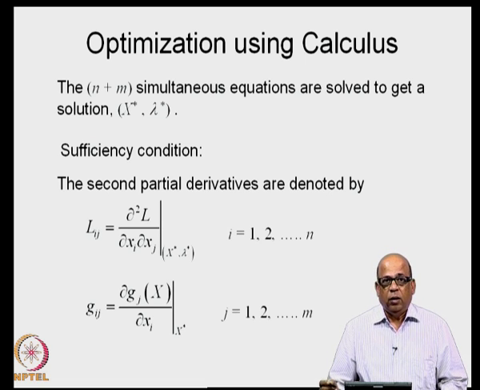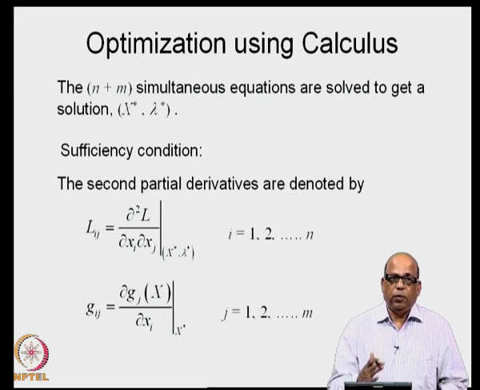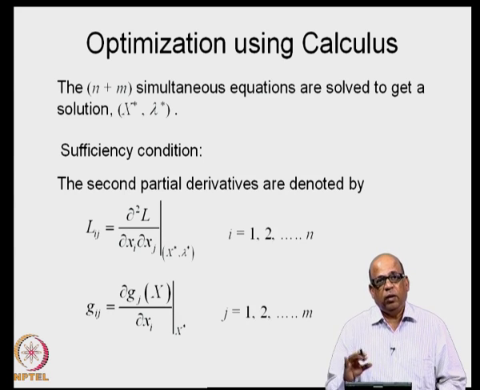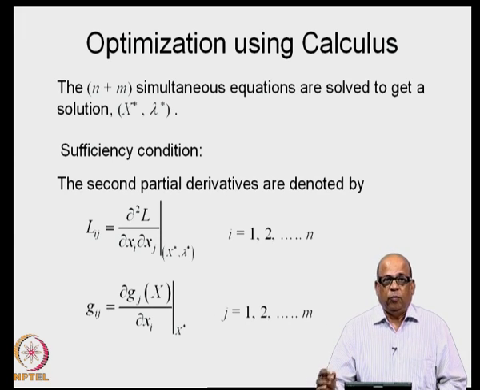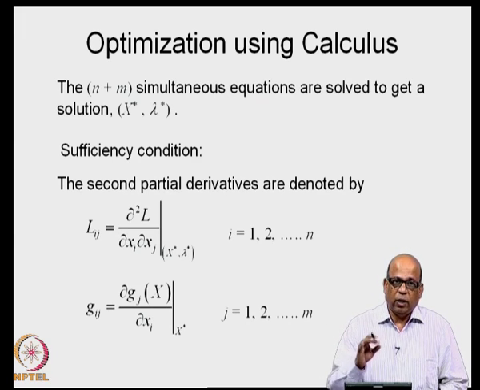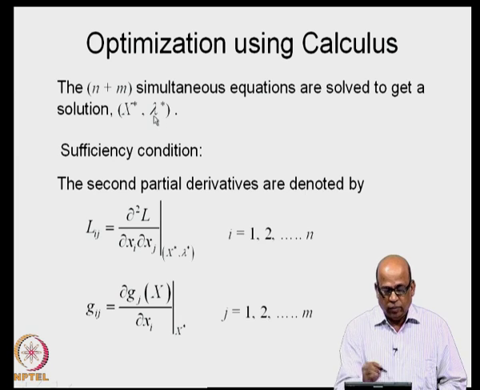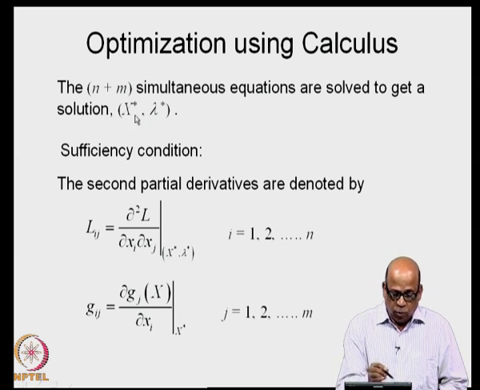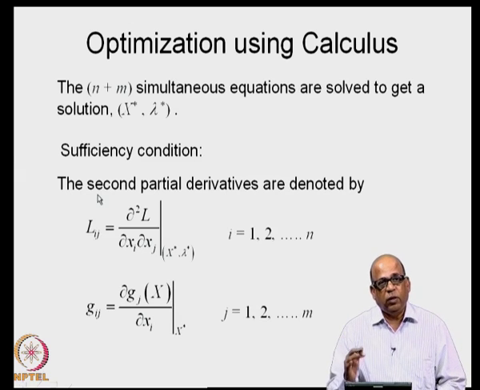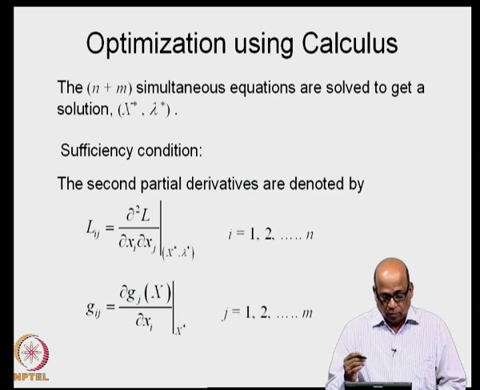Then we go to the sufficiency condition. So, this is the necessary condition, that means the first order derivatives of the Lagrangian with respect to each of the arguments must be equal to 0. From that you solve n plus m equations, you get x star, which is x1 star, x2 star, etcetera, xn star, lambda 1 star, lambda 2 star, etcetera, up to lambda m star. So, you get the solutions of that. Then we move to the sufficiency conditions. Sufficiency conditions are always, in general, in terms of the second order derivatives.